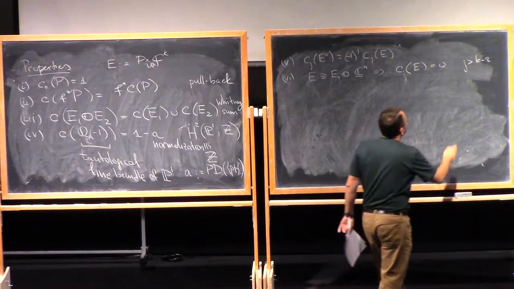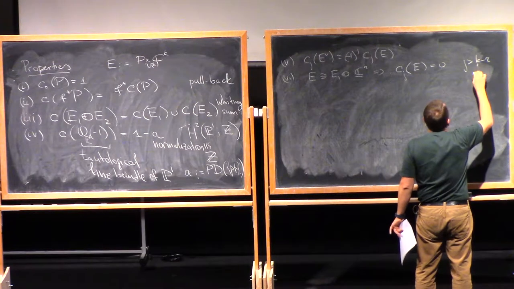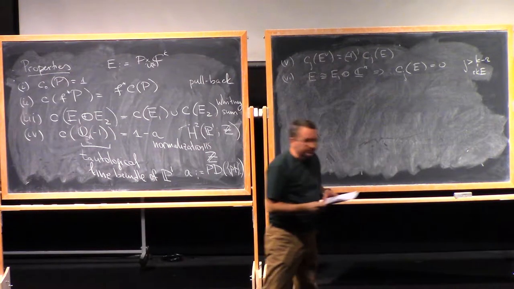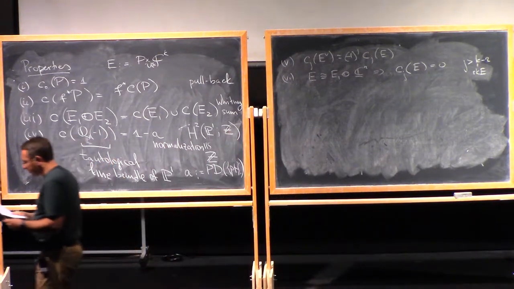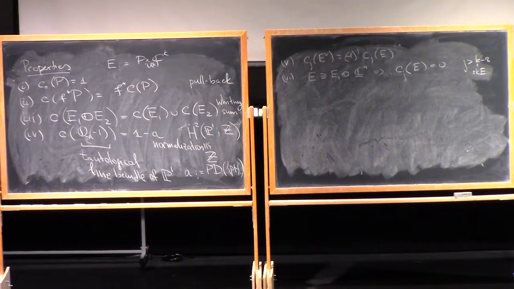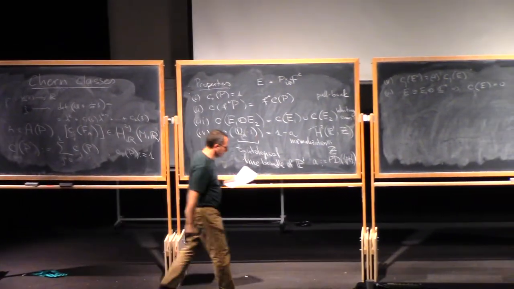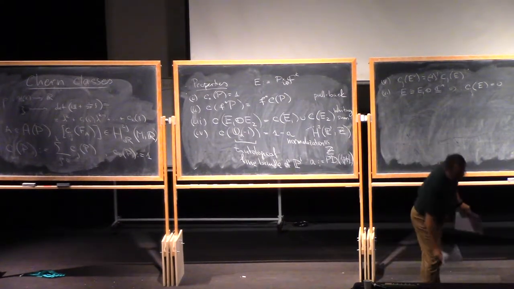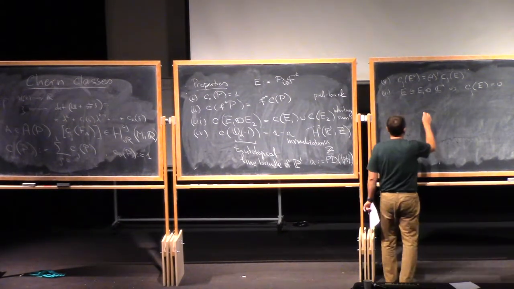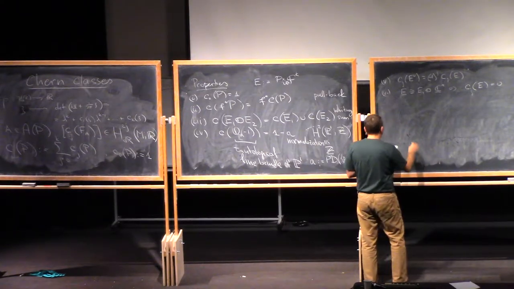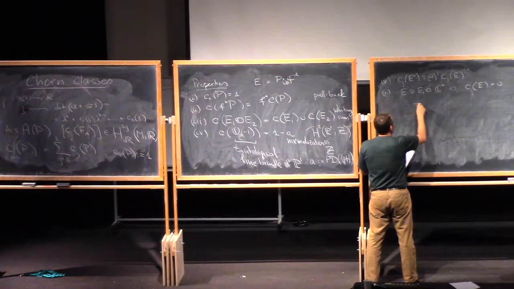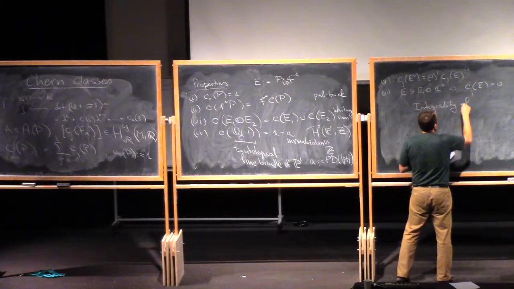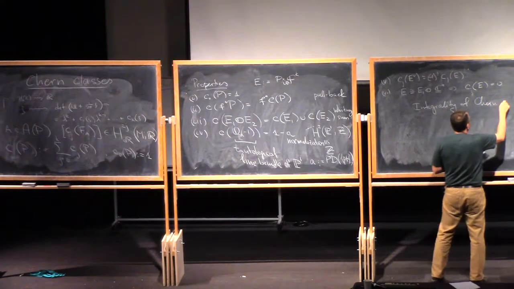So k here is the, you know, the complex rank of E. Now this is something that you can easily prove from the definitions, and in fact, I think this is part of the exercises to do this. But what is not quite clear from the definition is the following property. This is called the integrality of Chern classes.